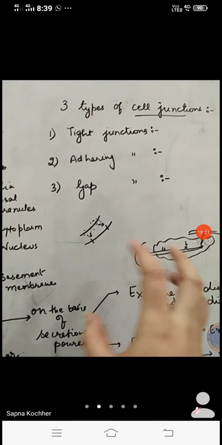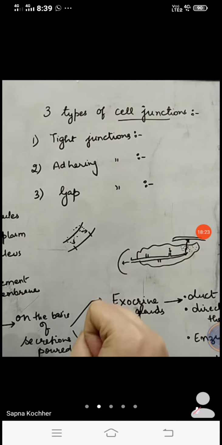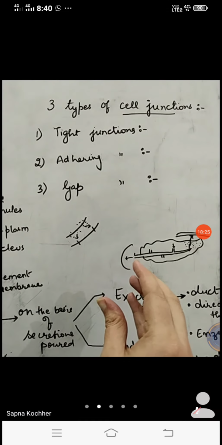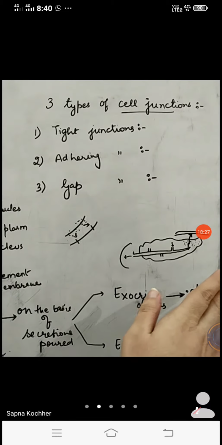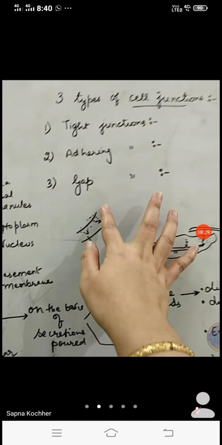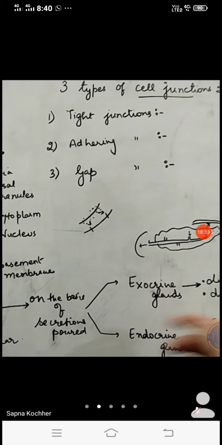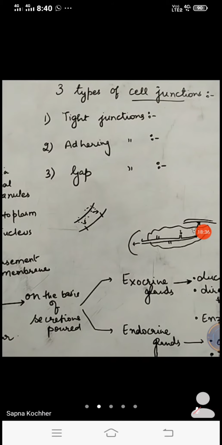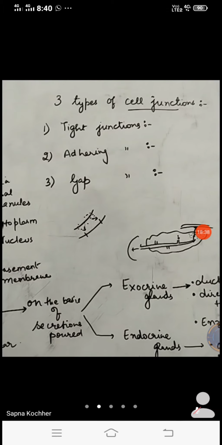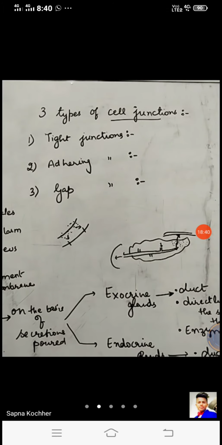So tight junctions fix the cells very tightly, adhering junctions join them and make the proper passage through, and gap junctions have the proper gap in between so that easy material passage can be maintained. Fine. Anji, beta, your questions now, please.